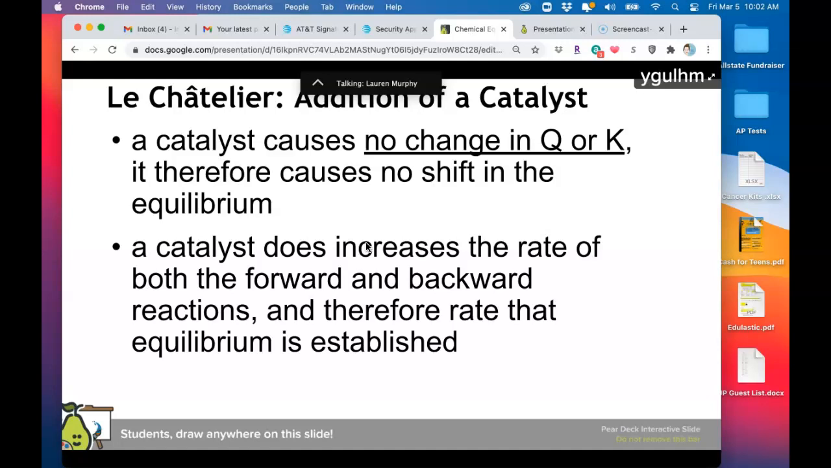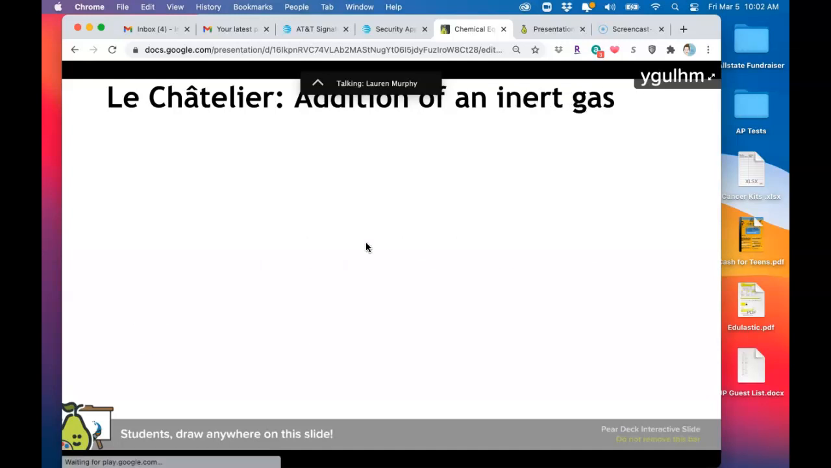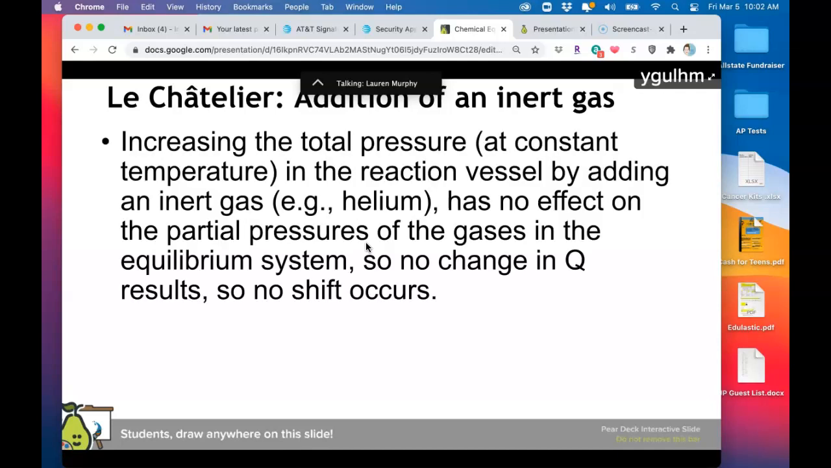That's all. Okay? Now, adding an inert gas. So adding a gas to a system will increase the total pressure of the system because gases have pressure.